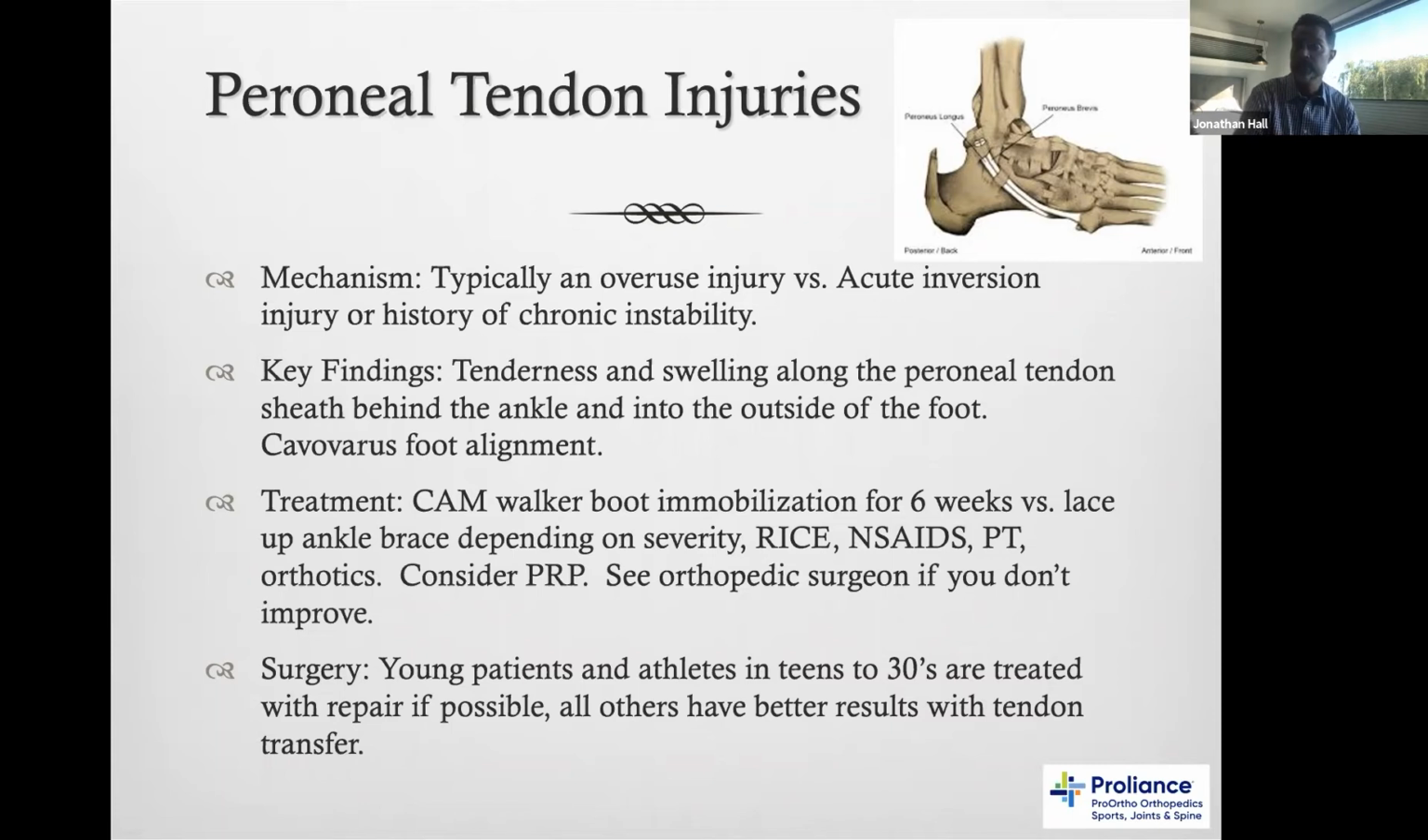We treat them with NSAIDs and RICE and consider some other injectable options. If those things don't work, then I usually image this with an MRI and give people some options about treatment. Primary repair of these is pretty much 30 or younger, 30s or younger. But there are some studies to show that all you need is about 1/3 of your tendon. So if you have about 1/3 of the tendon that's still functional, usually we can just clean it up and that's good enough.